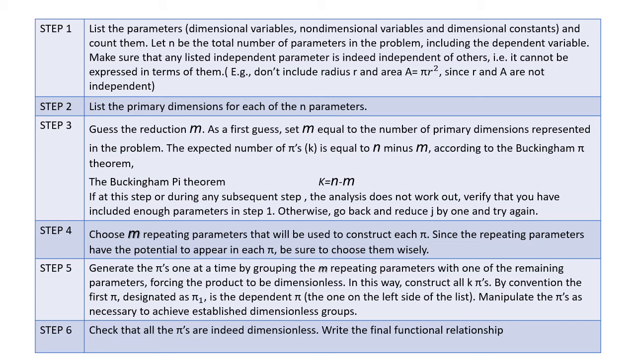Step 6 is to check that all pi's are indeed dimensionless, and write the final functional relationship. So basically here they have explained the procedure as to how to get the pi terms and how to get the dimensionless terms.